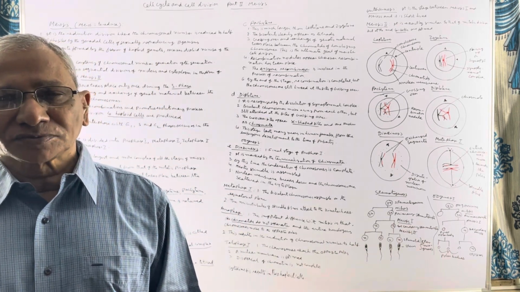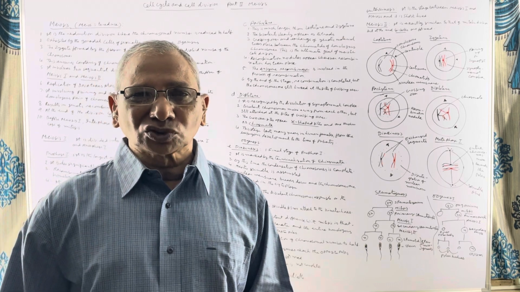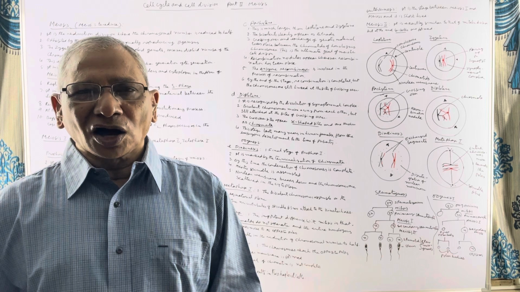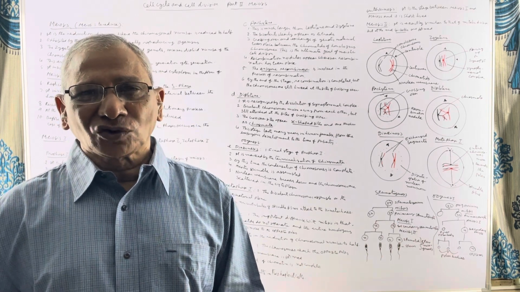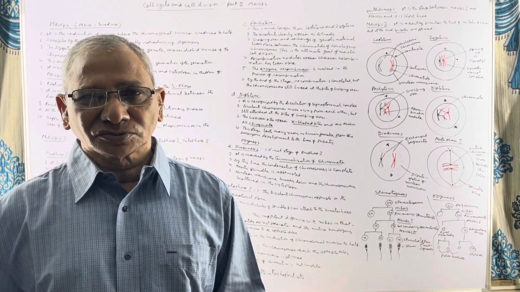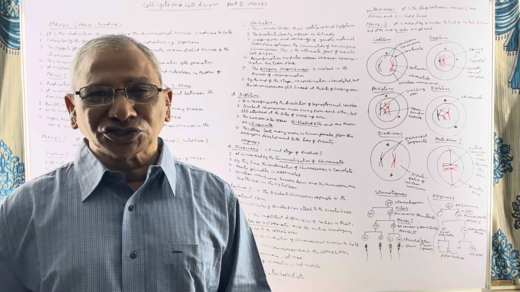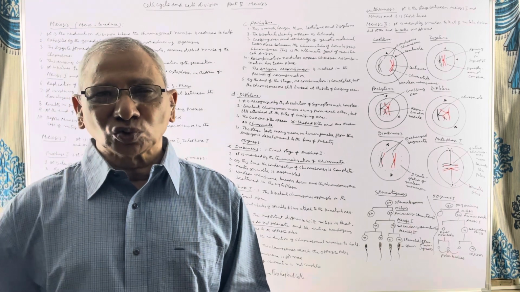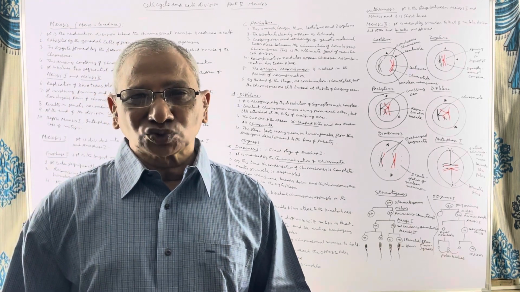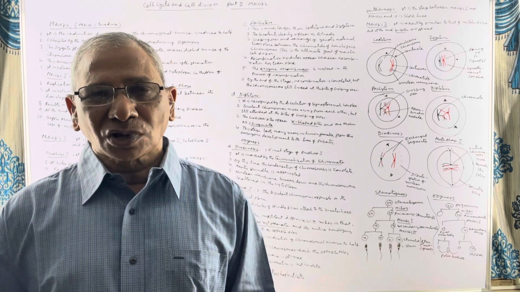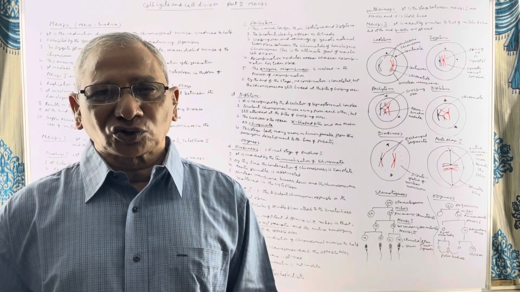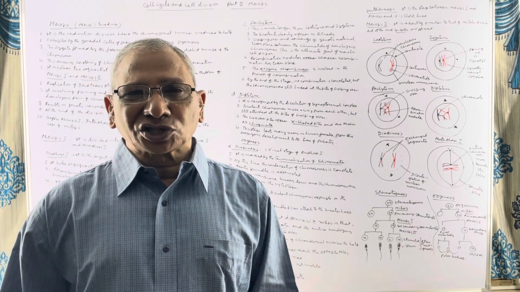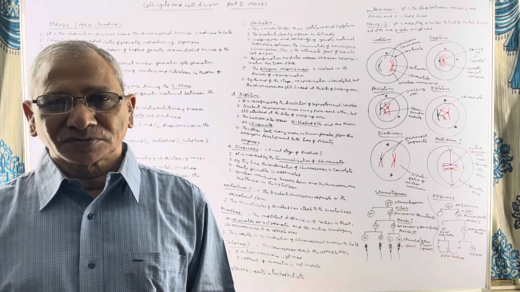Here we have to remember one more point. You take the human beings. We have 46 chromosomes in our somatic cells. Or we can say we have two sets of 23 chromosomes each. Each set is known as a genome. So, in our somatic cells, we have two genomes. Out of these two genomes, one set of 23 chromosomes comes from mother and another set of 23 chromosomes comes from father.